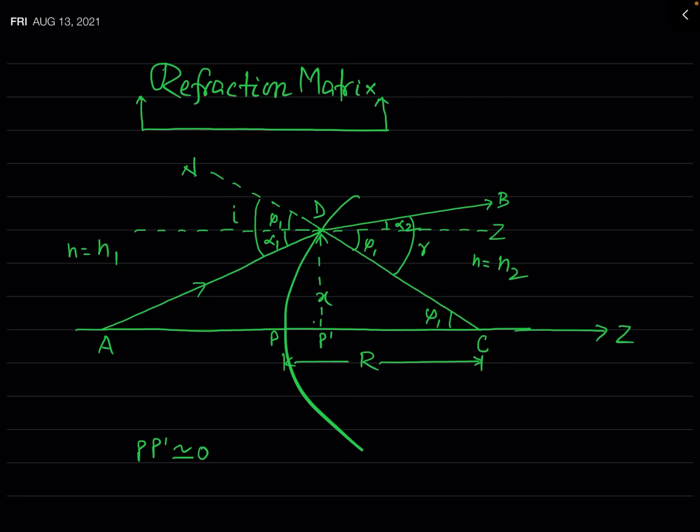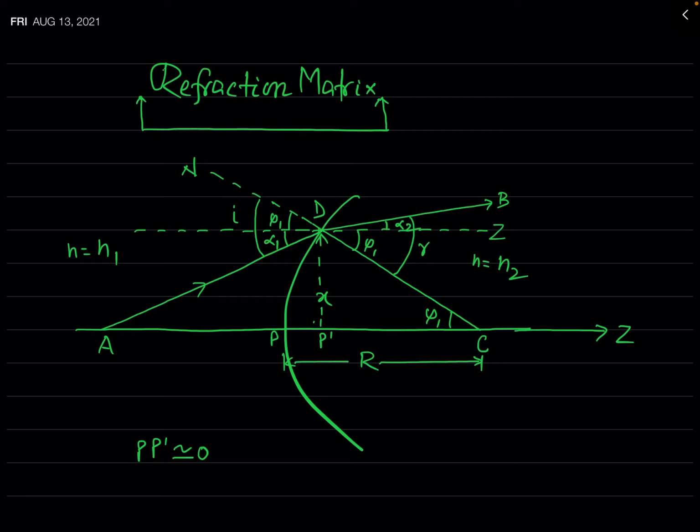As you have seen, the translation matrix represents the effect of translation. Similarly, this refraction matrix, as the name says, represents the effect of refraction. Actually, here we will see how to find this refraction matrix when refraction takes place at a curved surface.